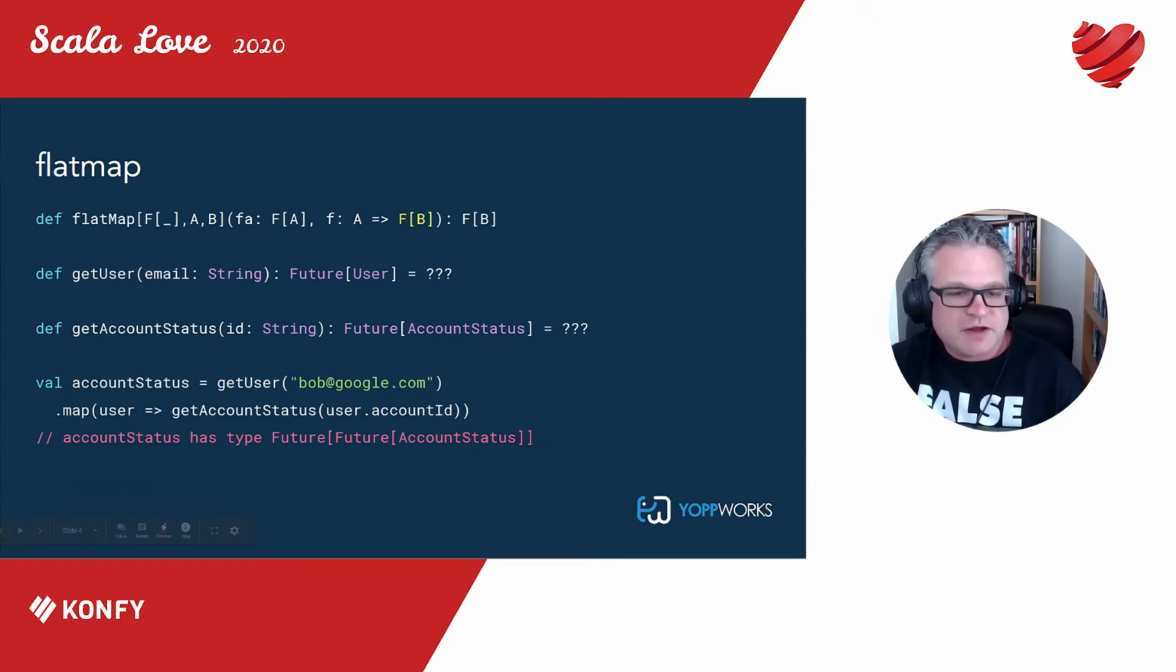So instead of that, we use the familiar flatMap function, which handles that flattening for us. That's why it's called flatMap, because it does the mapping and then a flattening. And that gives us the result we want.